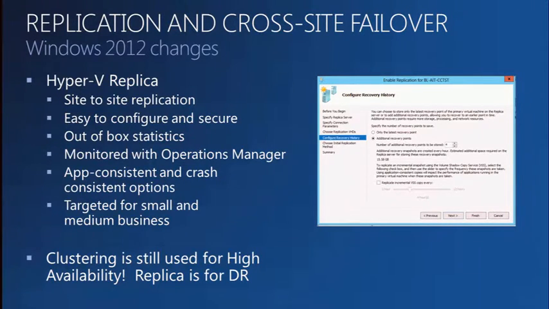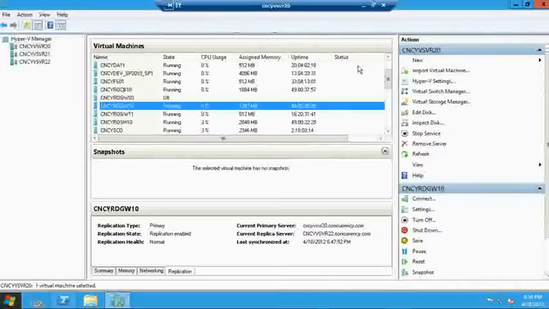I can show you just a quick overview demo here of what Hyper-V Replica looks like. This is one of my virtual servers at Concurrency. And you can see that I'm running Hyper-V Replica from my Cincy RDGW10, which is a remote desktop gateway server. I can see that my primary server is Cincy vSphere 20, and my replica server is Cincy vSphere 22.